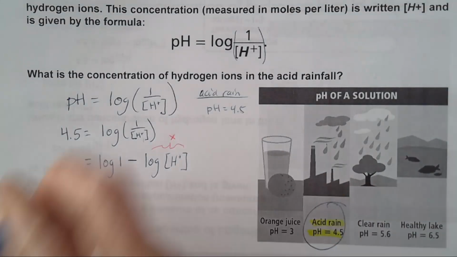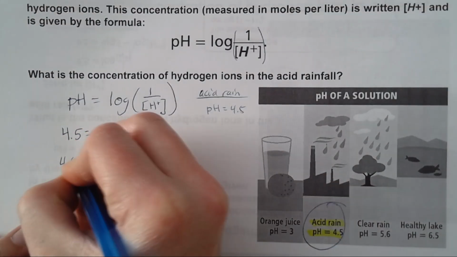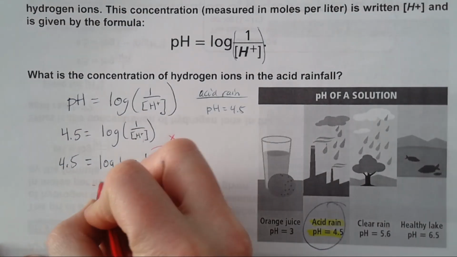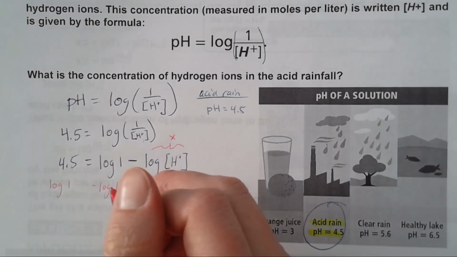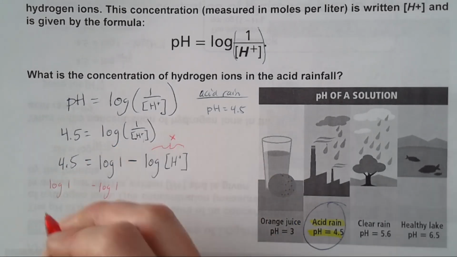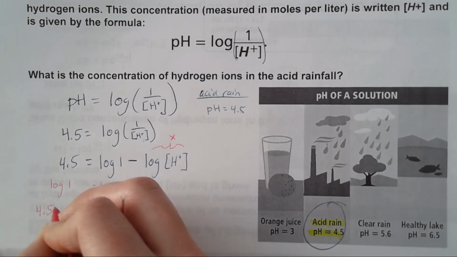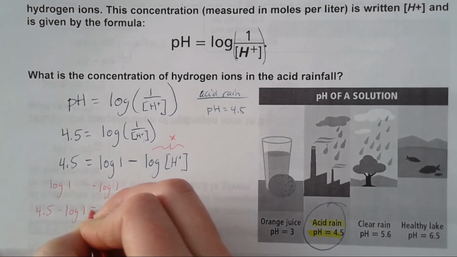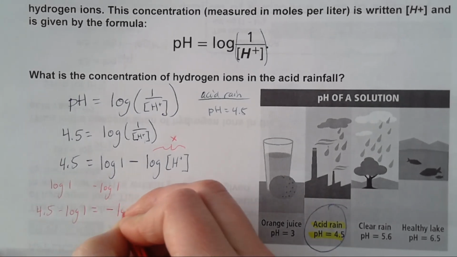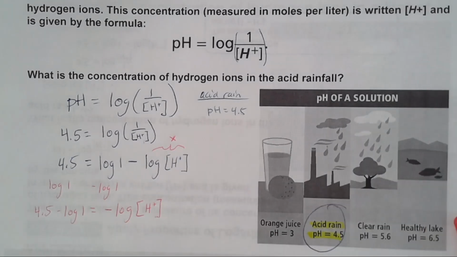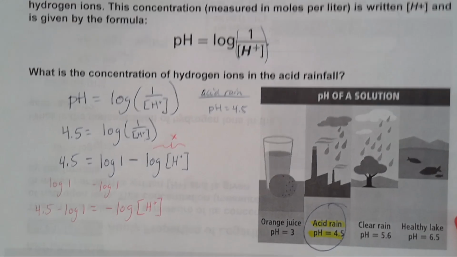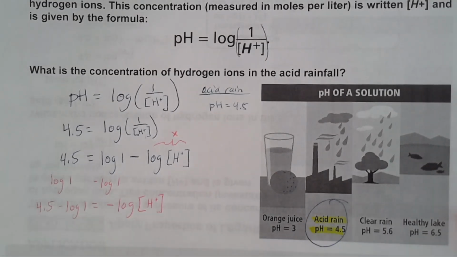Now I have the 4.5. So I'm going to solve this by subtracting my log of 1. And so I get 4.5 minus the log of 1 equaling negative log of h plus. Now here comes the tricky part. This is from before. Okay, what is the log of 1? This is something that you're going to know, but you might not realize you know it.